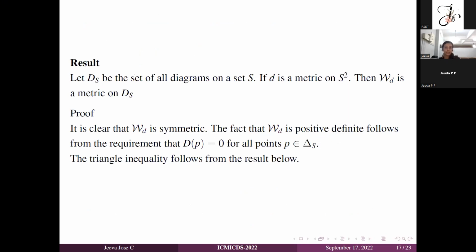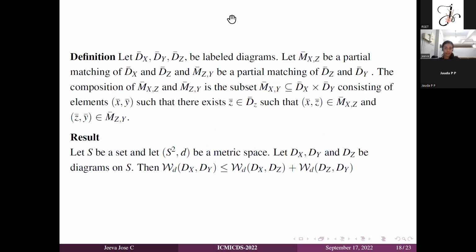So the result is that if we consider the set of all diagrams on a set S as DS, and if d is a metric on S square, then the distance that we defined just above will form a metric on the set of all diagrams DS. In order to prove the function is a metric, we need to show symmetricity, positive definiteness, and triangle inequality. And symmetricity and positive definiteness are almost trivial, and for proving the triangle inequality, we require this particular definition.